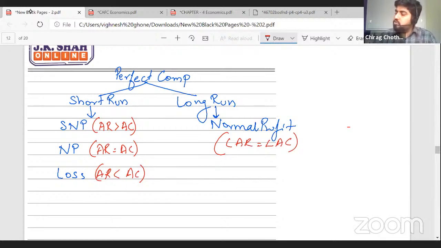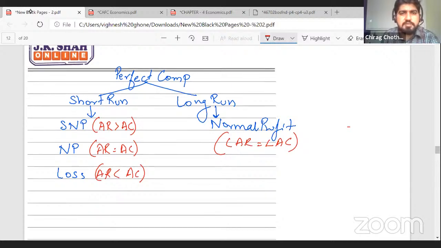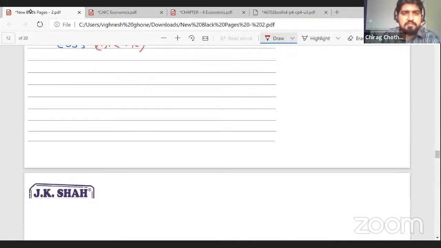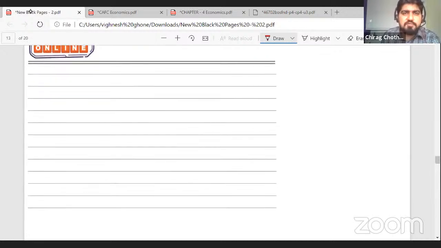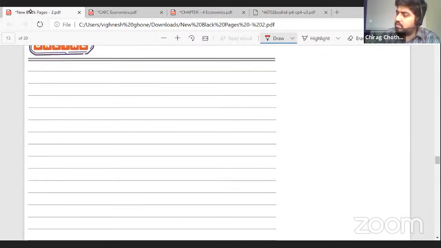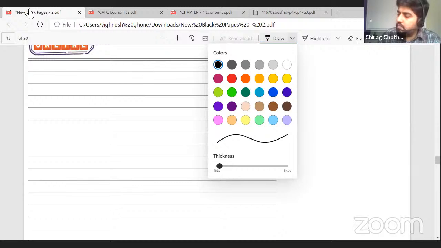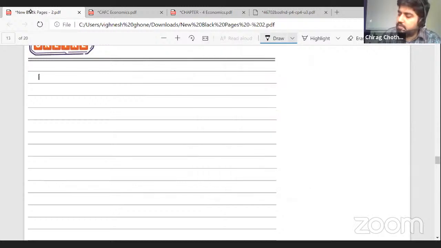Okay. So whatever doubts or clarifications you needed while studying this chapter, today we are going to solve all of them. Every concept will be clear. Just focus here. In perfect competition, first we are going to cover the short run. In the short run, the first case is supernormal profit. Then we will discuss normal profit, and then we will discuss loss.